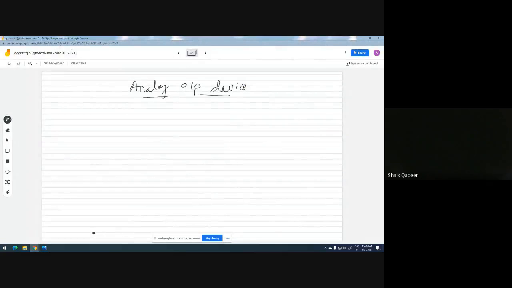Which valve? No doubt valve is falling in the category of analog output device, but this is not electrically operated. What can we do?